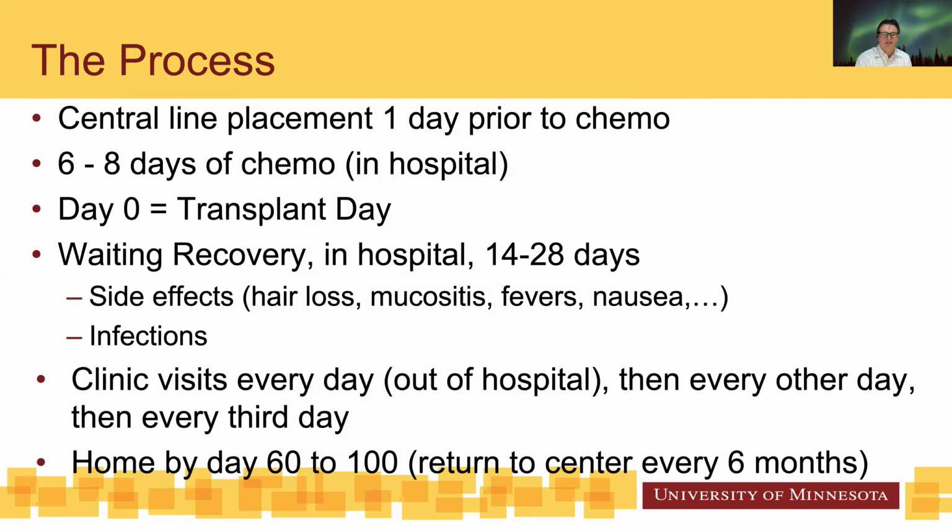The process prior to transplant is a central line is placed 1 day prior to chemotherapy. In the child, this allows delivery of the chemotherapy and the stem cells. This is followed by 6 to 8 days of chemotherapy in the hospital. Day 0 is what we call our transplant day. Then there's the recovery of the immune system, which occurs in the hospital. It takes 14 to 28 days. And that depends if you have gene therapy or sibling or a cord blood transplant.